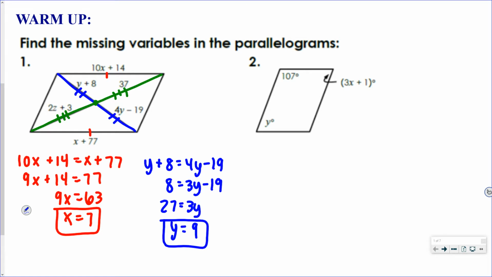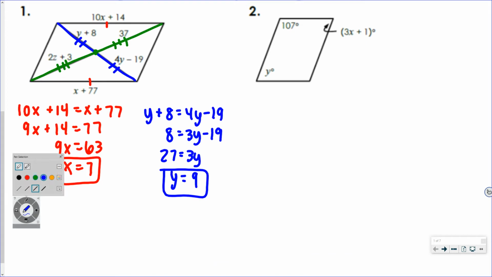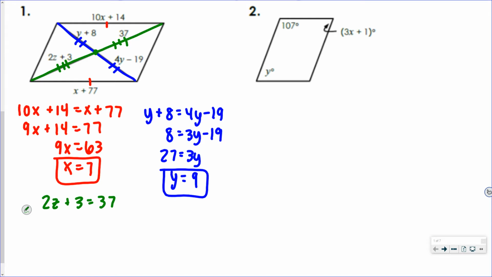Okay, so then to find z, again, that's on my diagonal, so I know that 2z plus 3 is going to be equal to 37. And I got z to be 17. Like that problem, good review over the characteristics of the opposite sides and the characteristics of the diagonals. Number 2, good review over the characteristics of the angles.